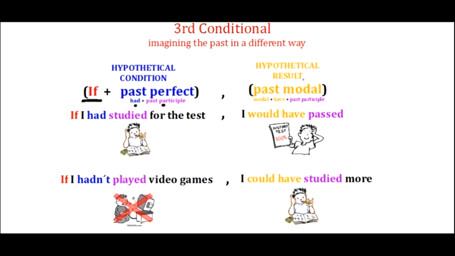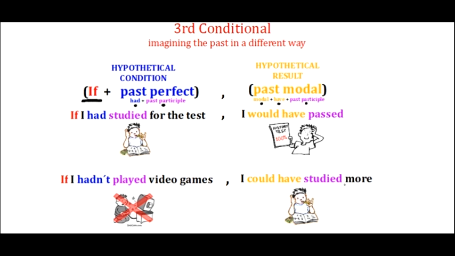Then in our hypothetical result, we need to use a past modal. And if we remember, a past modal is always some type of modal verb, have for the auxiliary, and the past participle for the principal verb. Okay. So let's take a look. Let's read this. It says, if I had studied for the test, hypothetical condition, I would have passed. Hypothetical result. Right? Or let's take a look at the negative sentence. If I hadn't played video games, I could have studied more.